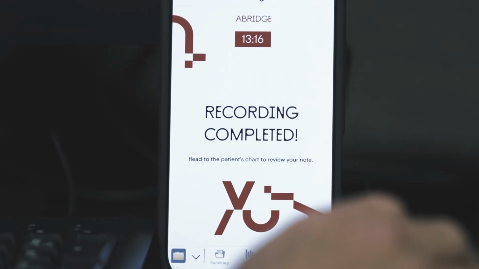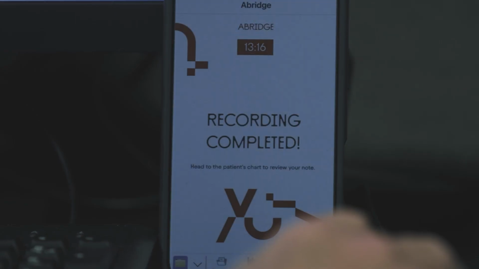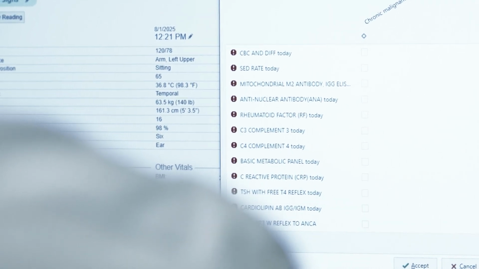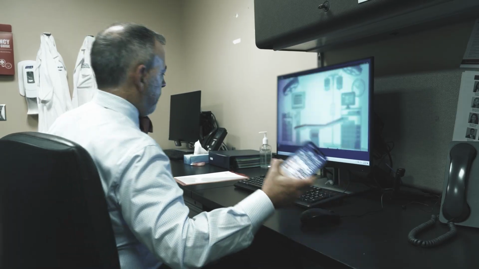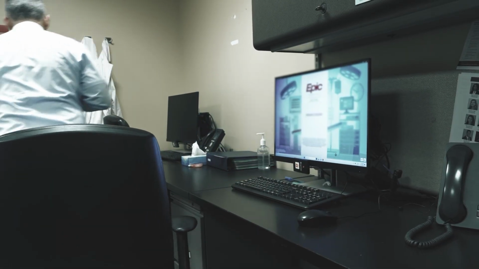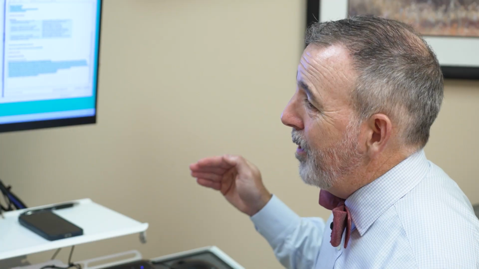Ultimately, I still have to go through and edit this much like I would if it were a transcriptionist or a scribe in the room or something like that. The documentation is still mine. I have to validate what was recorded and put in there, but ultimately it's very close to what I would need, and so I don't need to spend a ton of time editing and reviewing it, which is really nice.